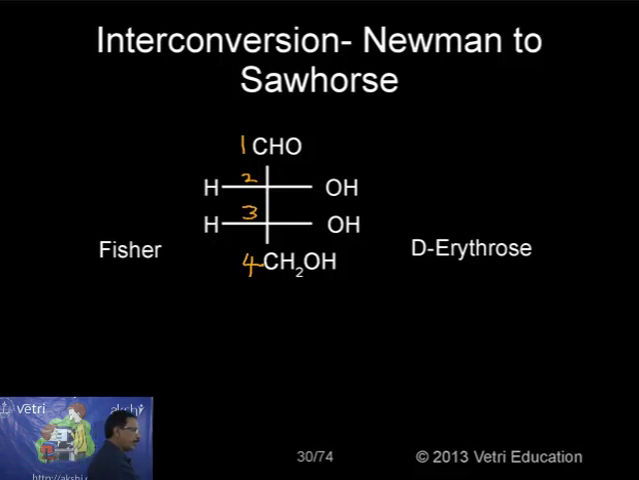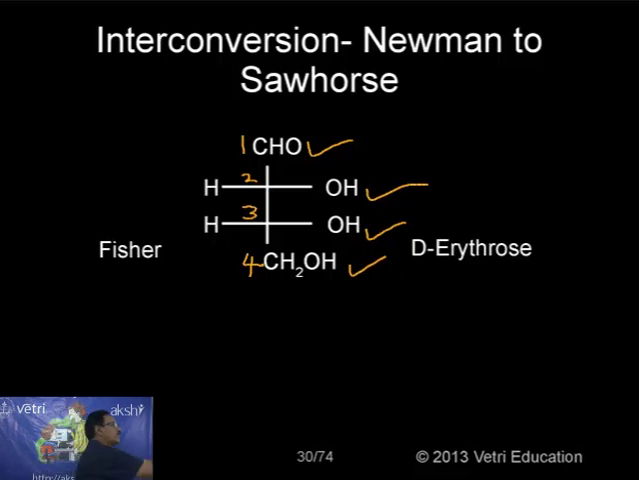This CHO, the second carbon atom CHOH, H and OH, third carbon atom H and OH, and fourth carbon atom CH2OH, they are lying in vertical position. Whereas, in the second carbon atom H and OH, in the third carbon atom H and OH, they are lying in the horizontal position pointing toward the observer. This is according to Fischer projection.